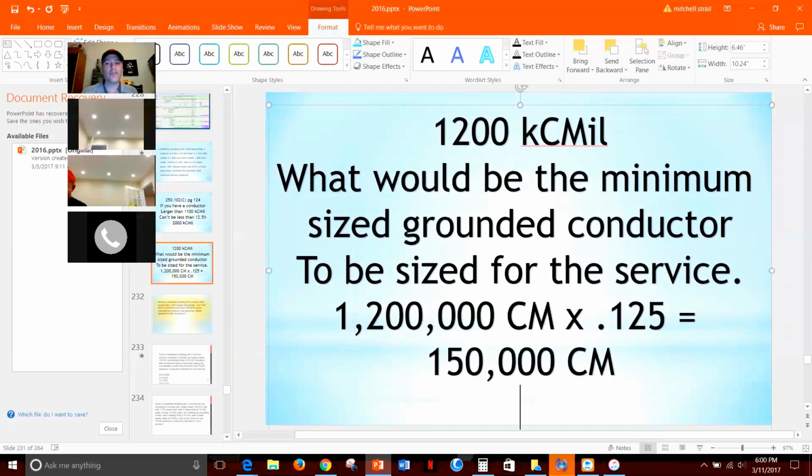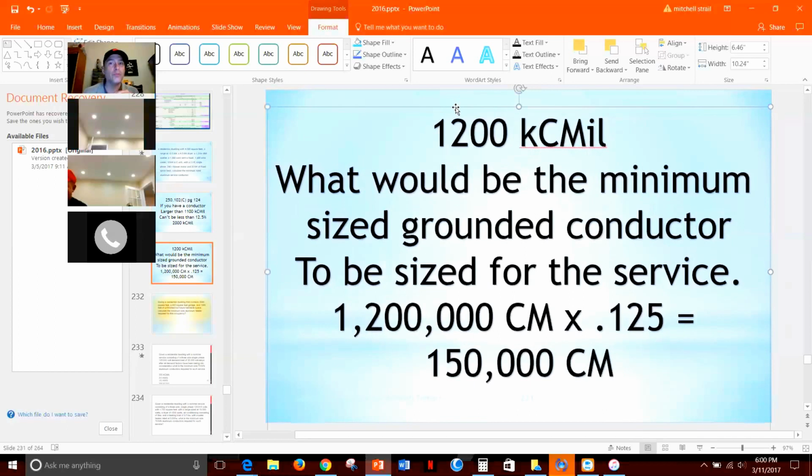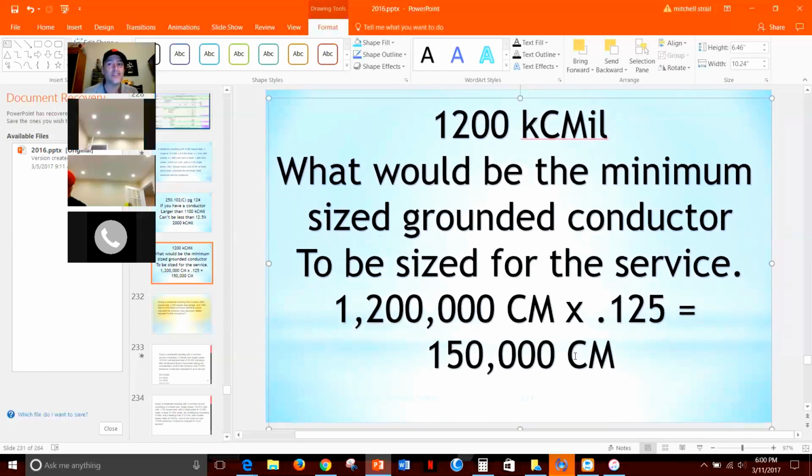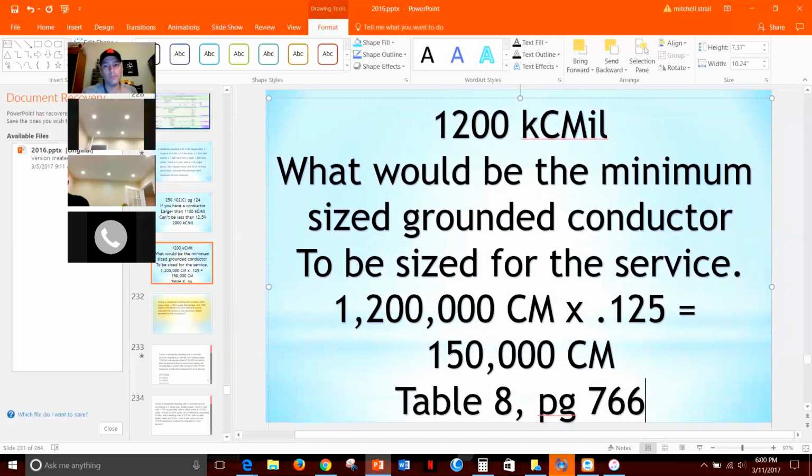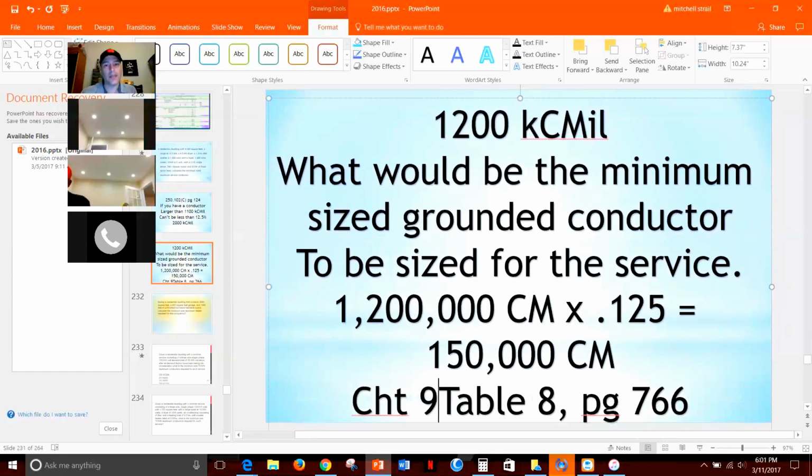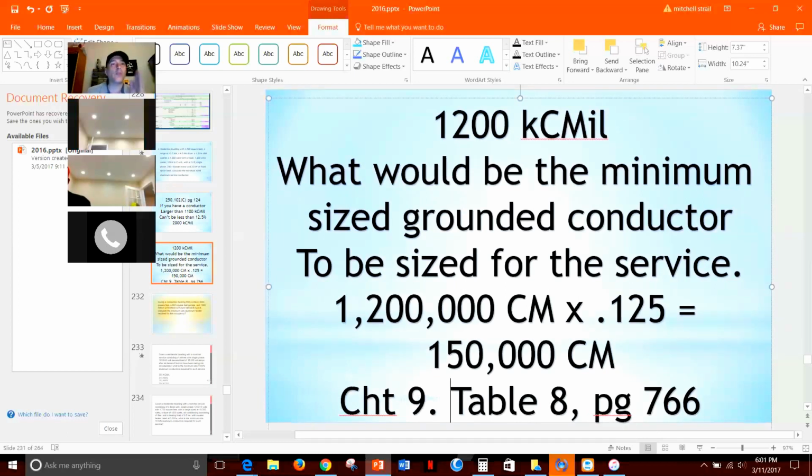So to find the correct wire size to match up with that, what you want to do is go to table 8 on page 766 of your code book. It's chapter 9, table 8. Yeah, I got you. Okay, so the third column that you see on that table on page 766, those are circular mills. What's the next wire size bigger than 150,000?